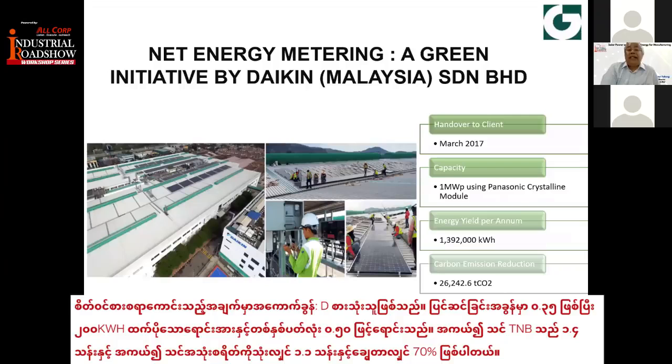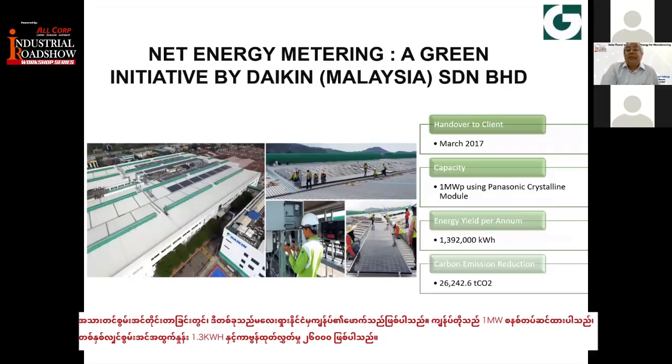As I told you, in net energy metering, this one is my client, Daikin Malaysia. We put in a 1 megawatt system, with an energy yield of about 1.3 million kilowatt hour per year. So the carbon emission reduction is about 26,000 tons per annum.